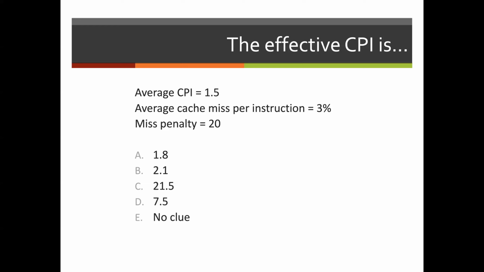And so in this case, we want to do our CPI effective computation. It is going to be 1.5 plus 3% of 20 to get the effective CPI. That simplifies to 1.5 plus 0.6, which is going to equal 2.1 cycles per instruction. So our correct answer in this regard is going to be B.